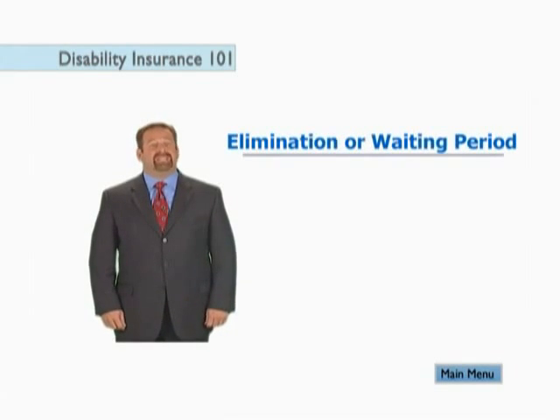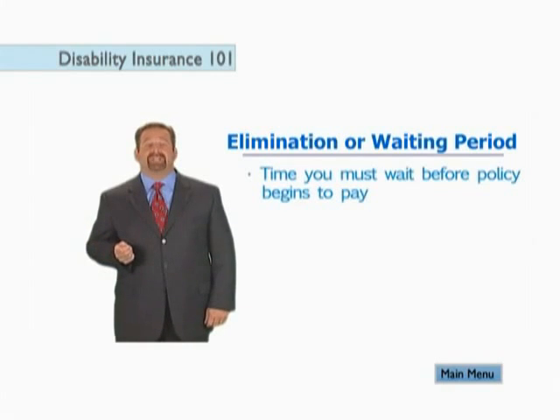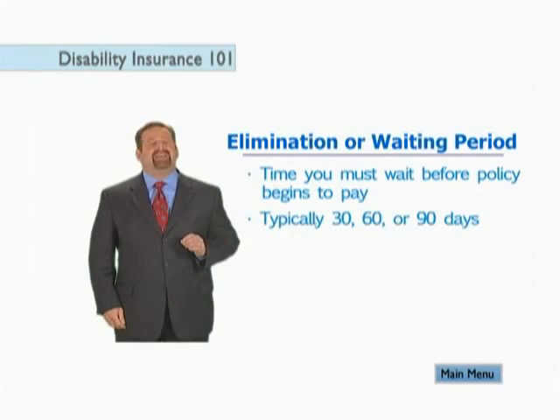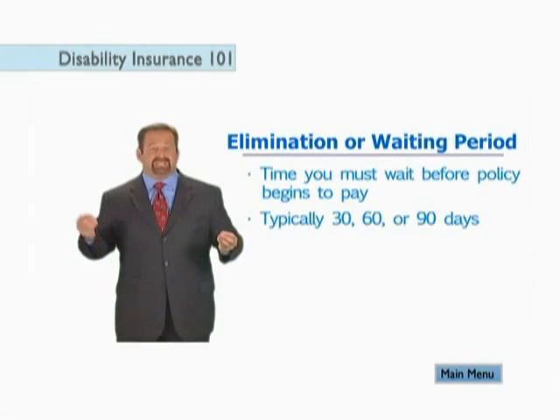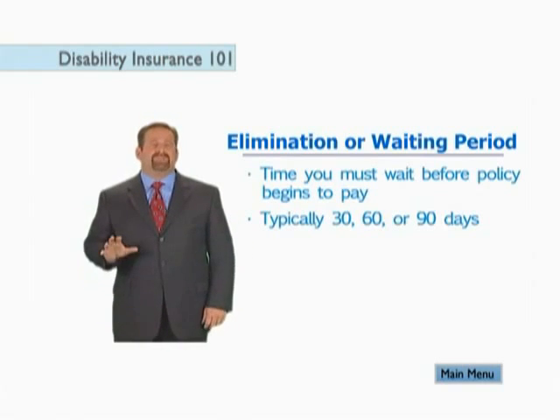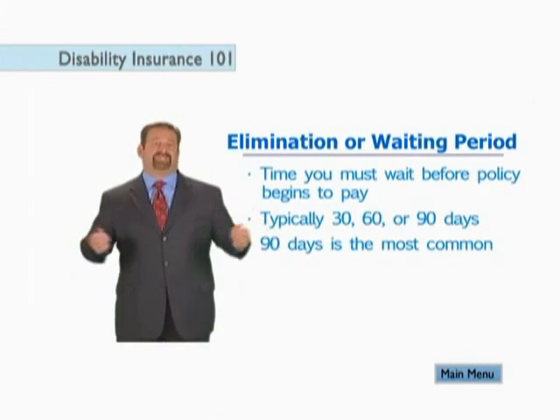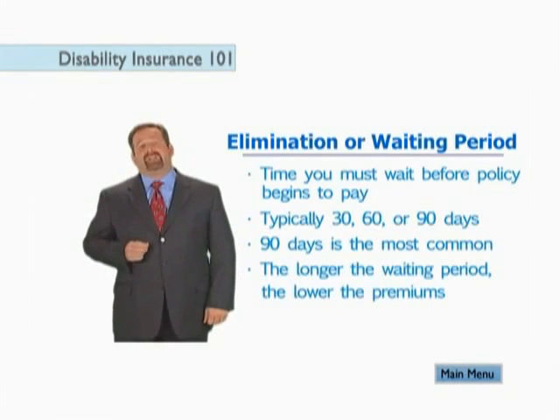The second variable is how quickly does the policy pay? Does it pay after you've been sick or injured for 30 days? Does it pay after you've been sick or injured for 60 or 90 days? That's called the elimination period. That's the amount of time that needs to elapse from the onset of the disability until you get paid. Most people choose a 90-day elimination period because it's less expensive than the shorter waiting periods. Since the policy is insuring against the impact of a long-term disability, most people can find a way to survive financially for the first 90 days.